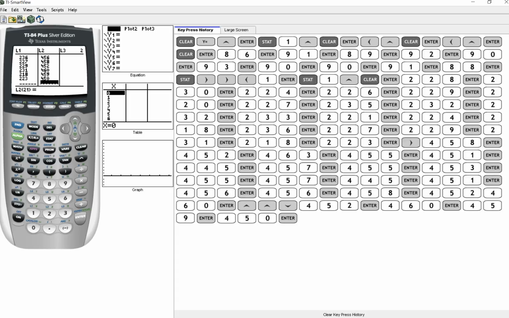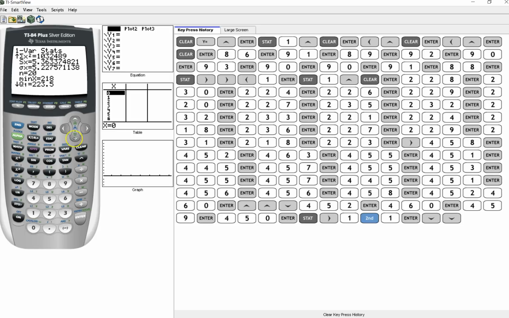Once you have all your data in, let's go to Stat, Calc, 1 variable statistics, and we're going to do this on L1 first. So here I can see my mean is 227.15. I can see my range by getting my minimum and maximum values here. Min is 218, and my max is 236. And then I can see my standard deviation was up here as well at 5.22757 and so on. So let's go ahead and record this data in our notes.